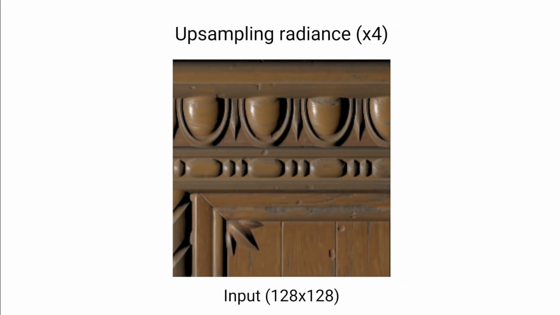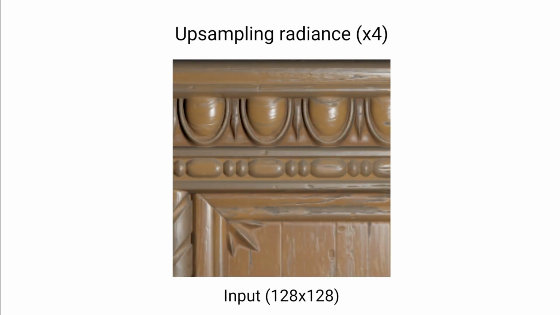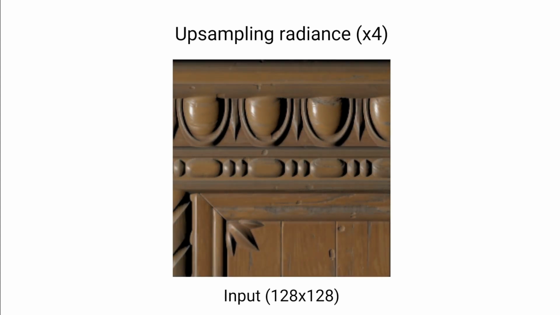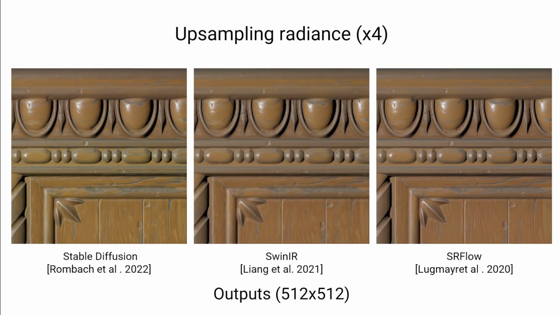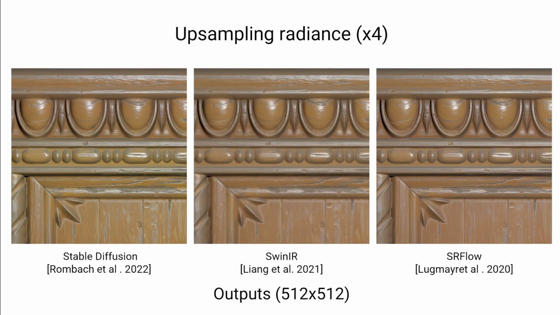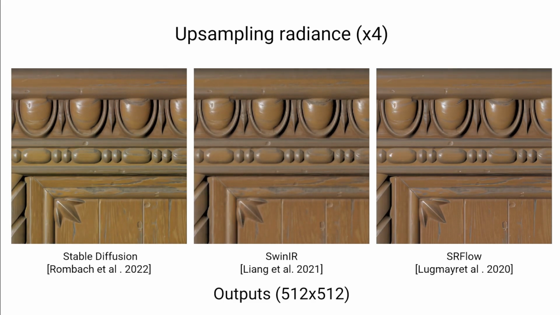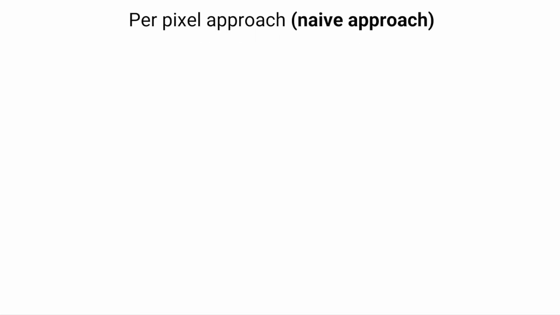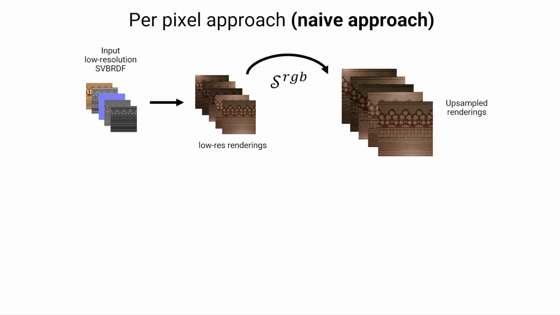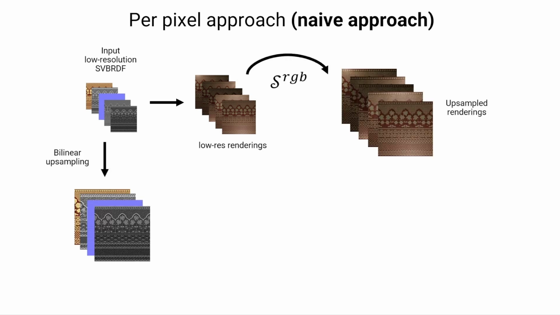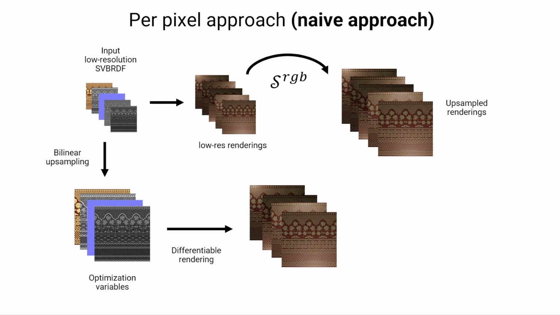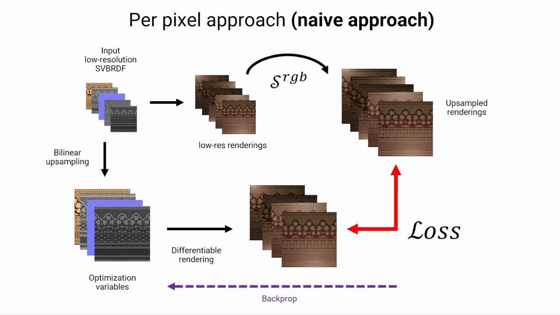We experimentally find that RGB upsamplers provide pleasing results when applied on rendered materials, such as this 128 by 128 input. Here are the results of radiance upsampling by 3 different approaches. To leverage such upsampled radiance, a simple per-pixel approach consists in rendering a low-resolution SVBRDF under multiple lighting conditions, and upsampling the results using a given RGB upsampler. Then, the input SVBRDF is upsampled bilinearly to provide the optimized variables, used along with a differentiable pipeline. These SVBRDF texels are optimized by backpropagation using a rendering loss between its renderings and their upsampled counterparts.